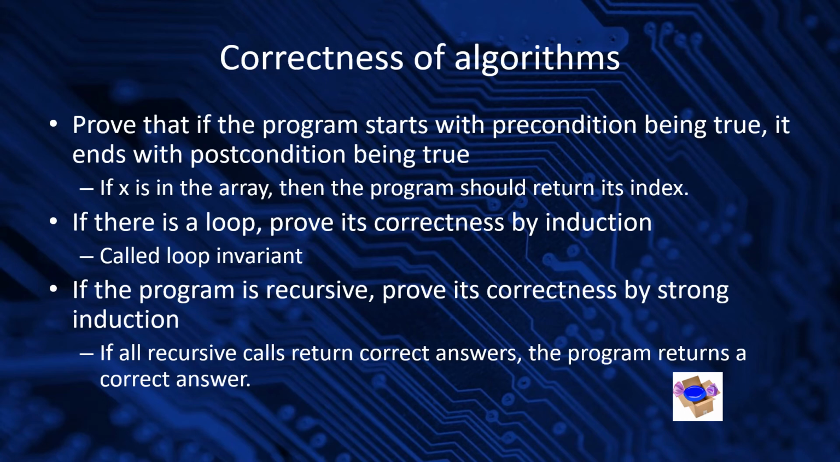Sometimes it's even more complicated than a loop. Sometimes the program may be recursive, may be calling itself, or maybe calling other programs. In this case, you would use strong induction in order to prove its correctness, because then you could prove things like: if the program doesn't make any recursive calls, and well, it should, otherwise it will run forever, then it's correct, base case. And for the induction hypothesis, let's assume that all recursive calls return a correct answer, then the program itself returns a correct answer. Again, this is a proof by induction, by strong induction, that you've seen in this course.